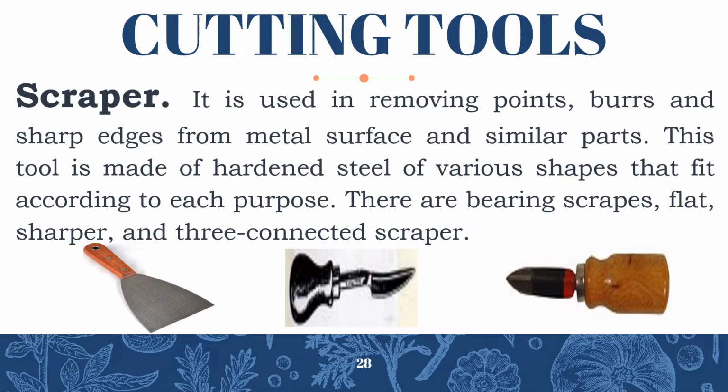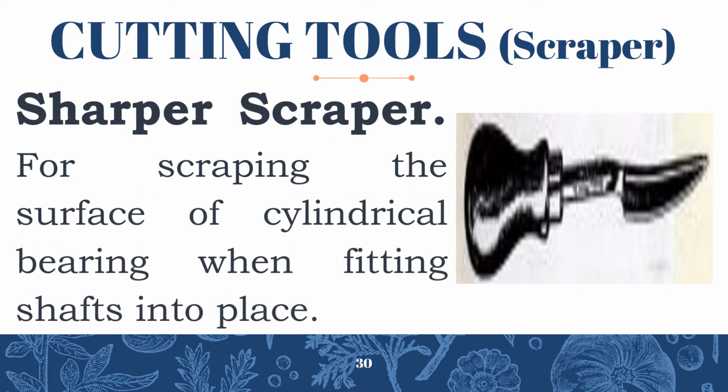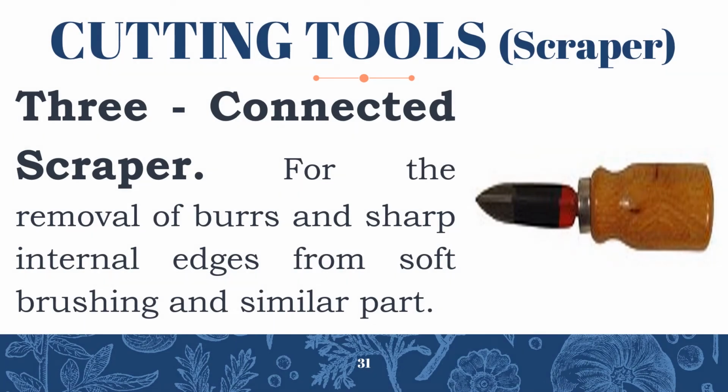This tool is made of hardened steel of various shapes that fit according to each purpose. There are bearing scrapers, flat, sharper, and tree-connected scrapers. An example of a scraper is a flat scraper. It is used for the removal of high spots on metal surfaces. Another example of a scraper is a sharper scraper. It is used for scraping the surface of cylindrical bearings when fitting shafts into place. Last example of a scraper is a tree-connected scraper. It is used for the removal of burrs and sharp internal edges from soft bushing and similar parts.